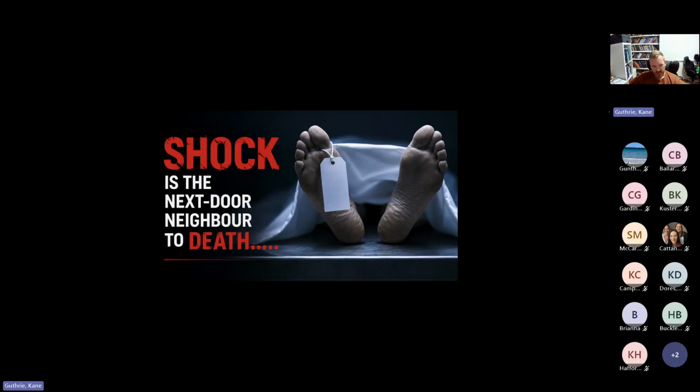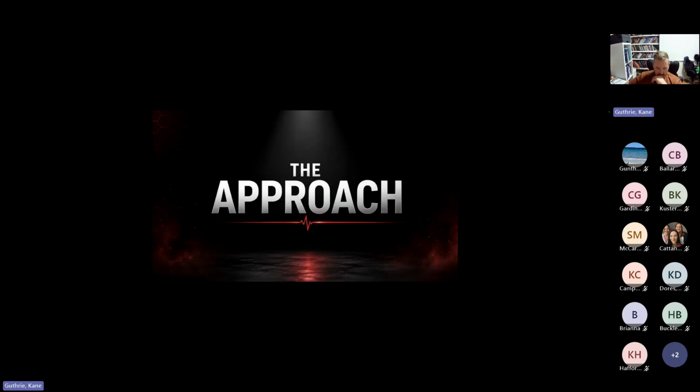One thing I've learned earlier is that shock is the next door neighbour to death. So any patient who has any signs of shock, we want to be aggressive with our resuscitation. We want to do everything to try and stabilise them, to actually try and beat that spiral. And the earlier you can recognise shock, the better chance these patients have of surviving.